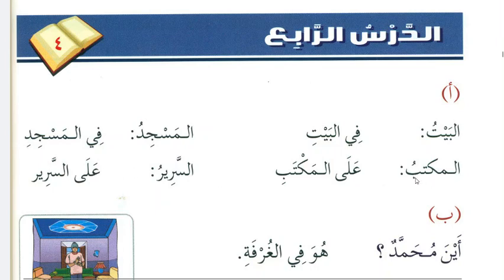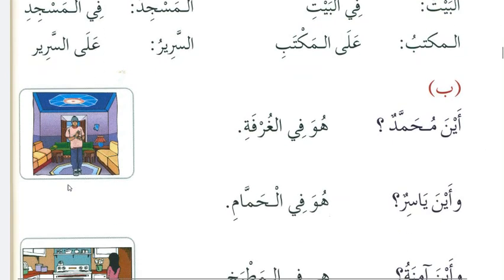Al maktabu, the table; ala al maktabi, on the table. As sariru, the bed; alas sariri, on the bed. So here we have shadda. You have learned in the previous lesson that shadda makes the alif lam silent. It is a shamsi harf.